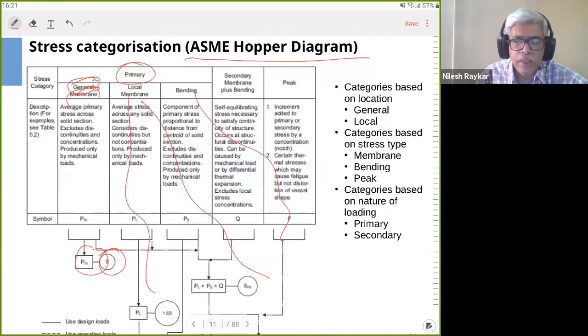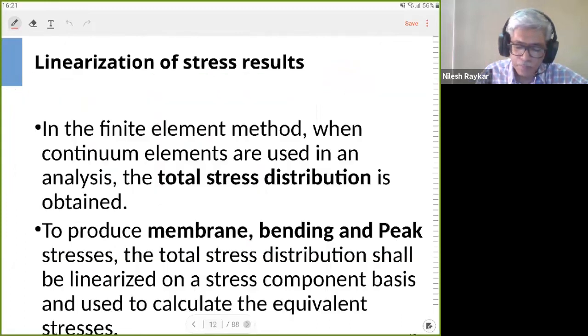So you need to calculate the stresses using finite element analysis, and you need to validate or check whether they are safe or not safe based on the ASME Hopper diagram. In order to use the Hopper diagram, you should know the classification, your investigation, what is the pertaining classification of the stress type you have to get from this particular Hopper diagram.